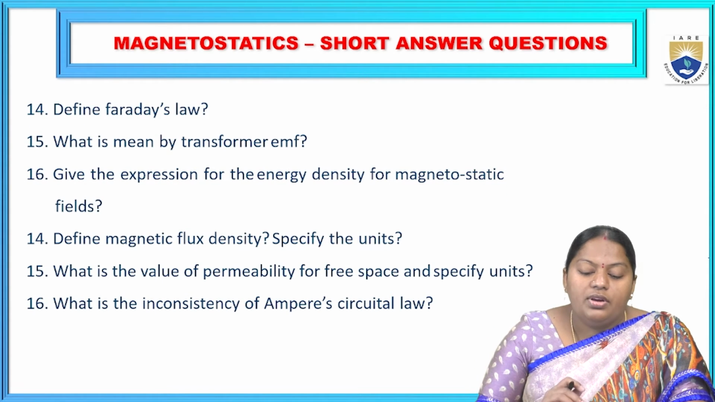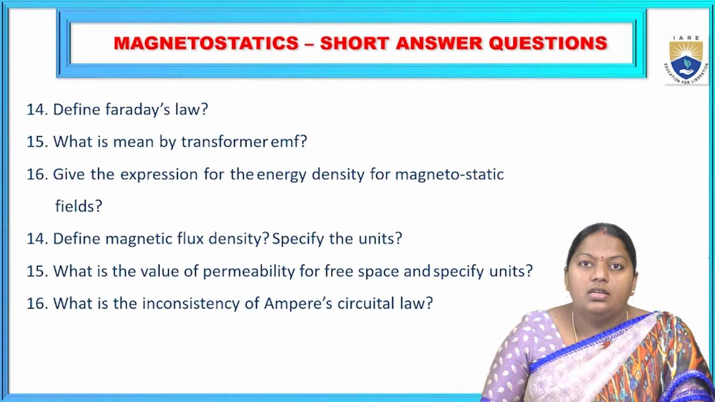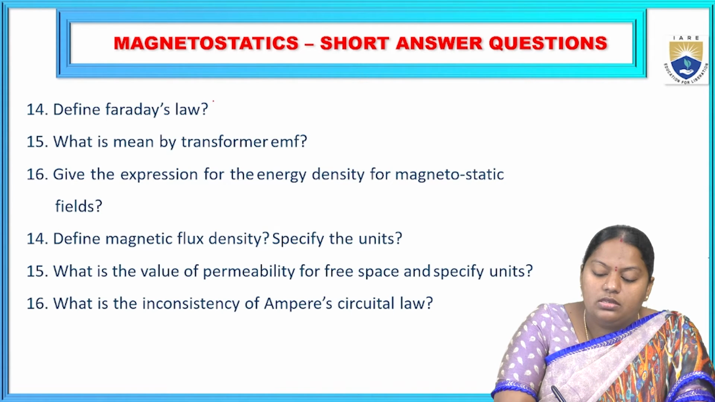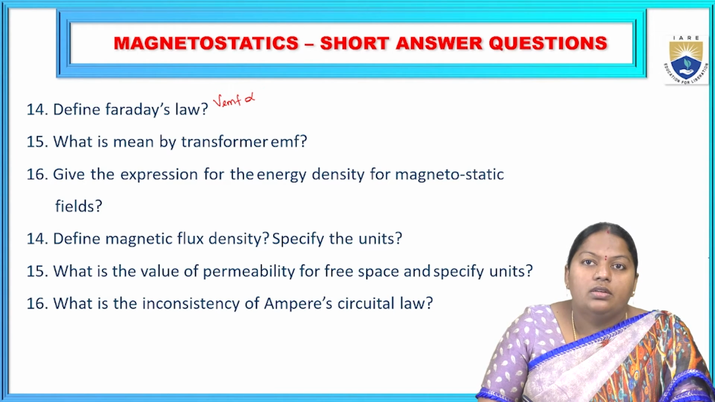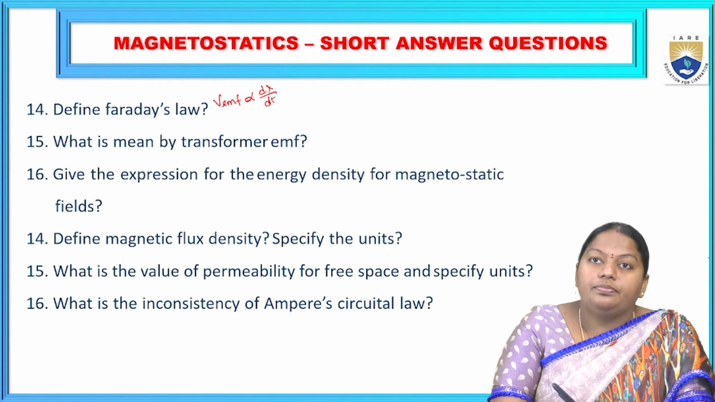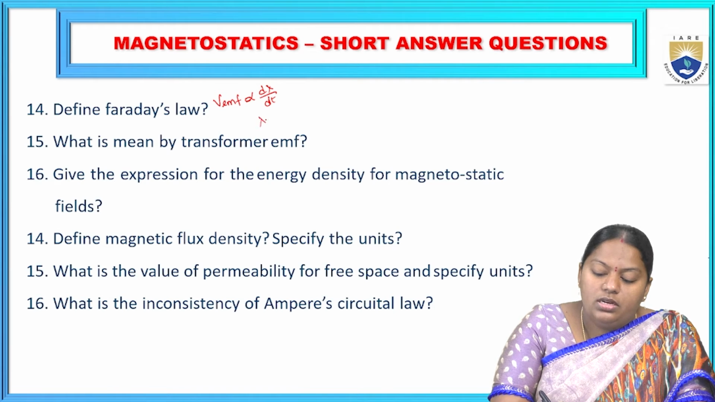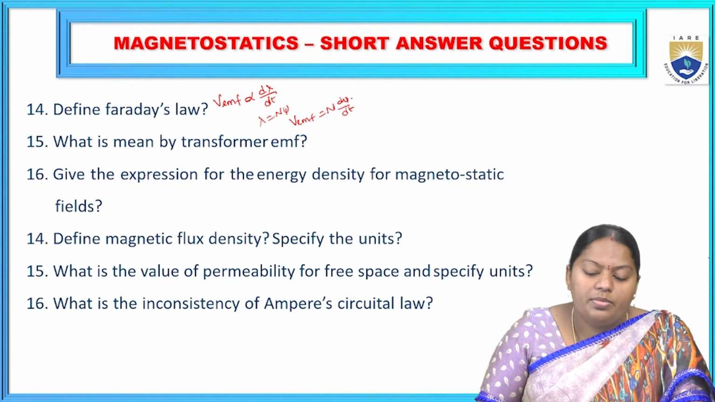Next, define Faraday's law. The induced EMF in any closed conducting path, that is V_EMF, is directly proportional to the time rate of change of magnetic flux linkage, and it is given by d lambda by dt. If lambda is equal to n psi, then V_EMF is equal to n into d psi by dt.